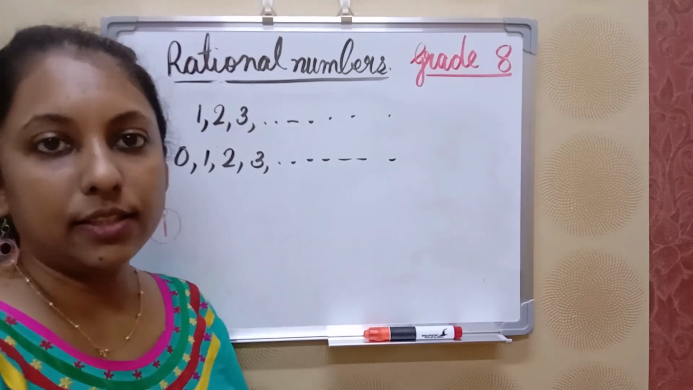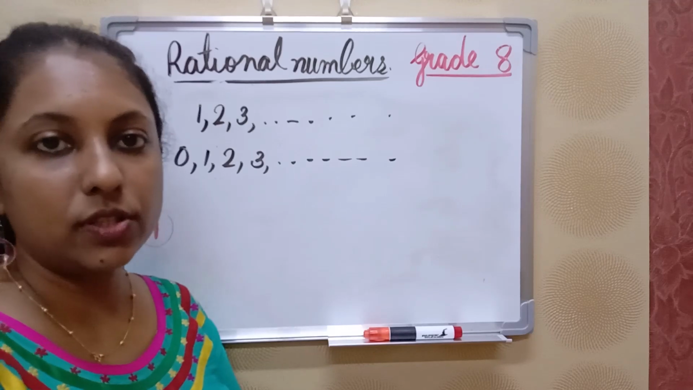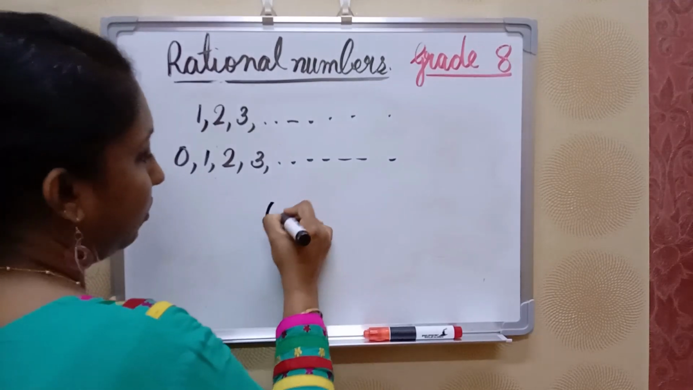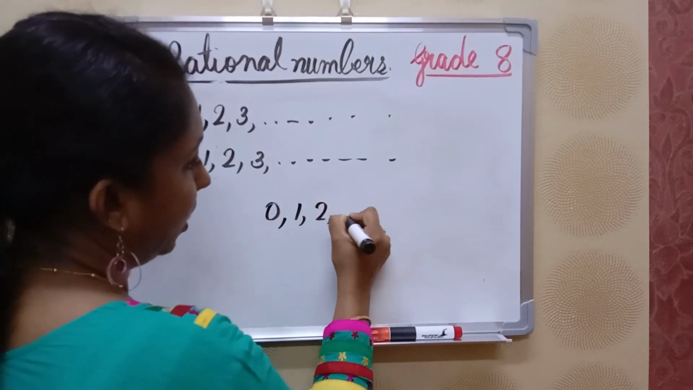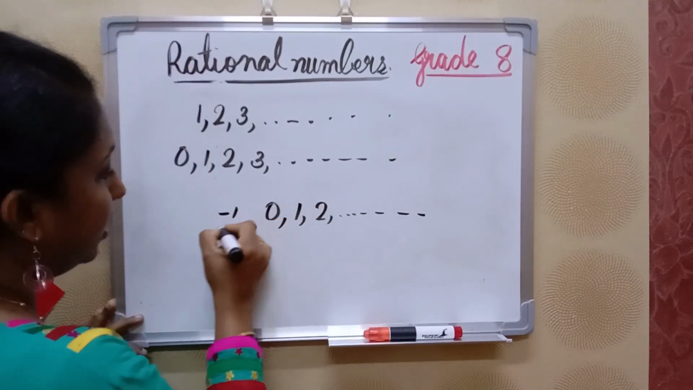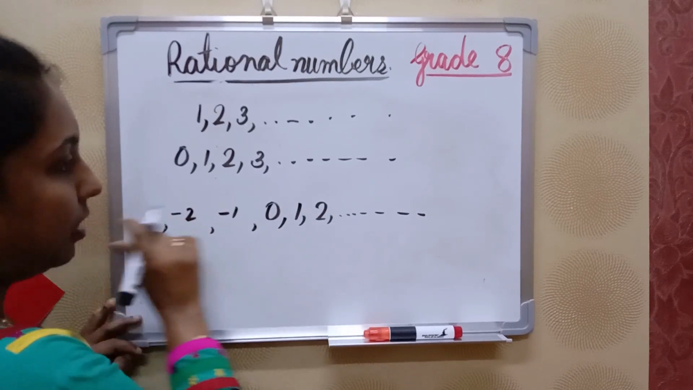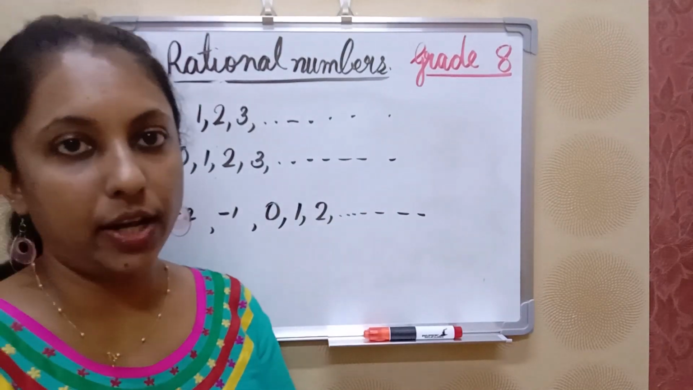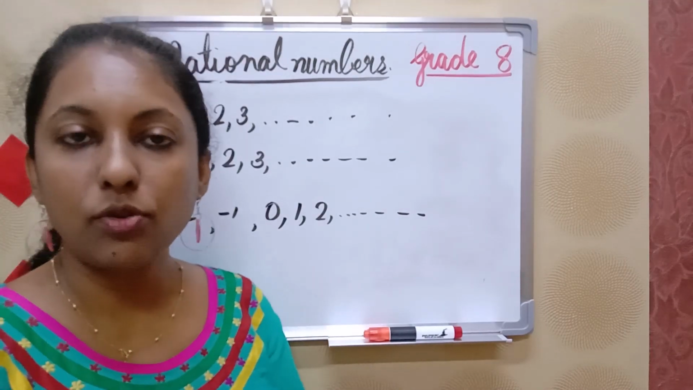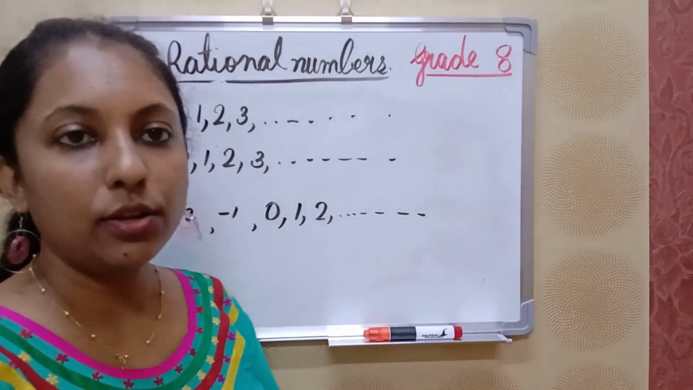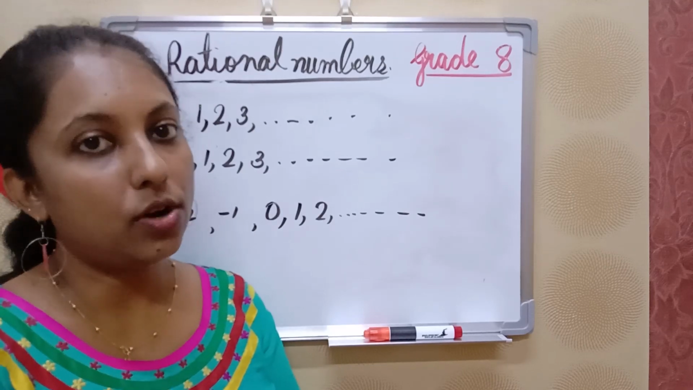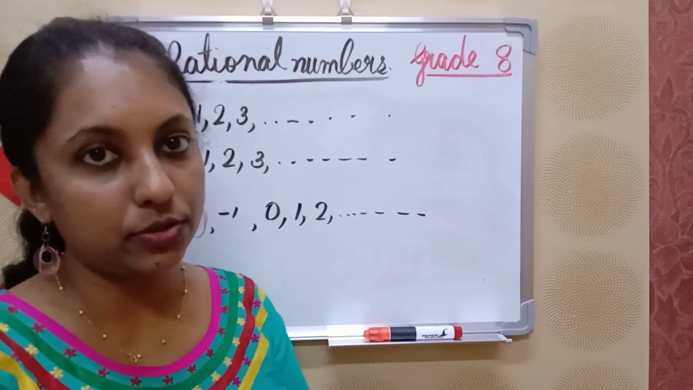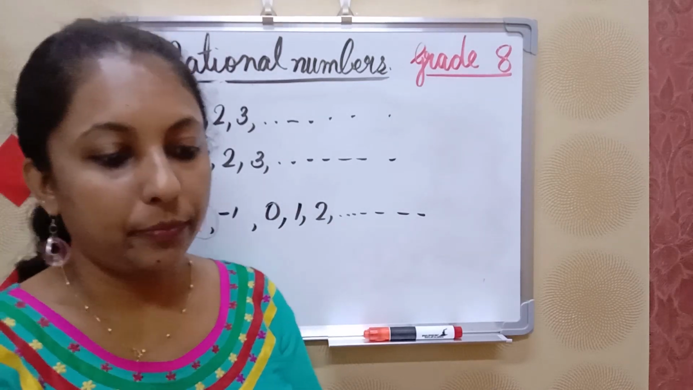Next is integers. There are positive integers and negative integers. Including 0: 0, 1, 2, etc., and negative 1, negative 2, etc. This also continues endlessly. So natural numbers are counting numbers. Then including 0 with natural numbers, those are whole numbers. Then integers: positive and negative integers along with 0.